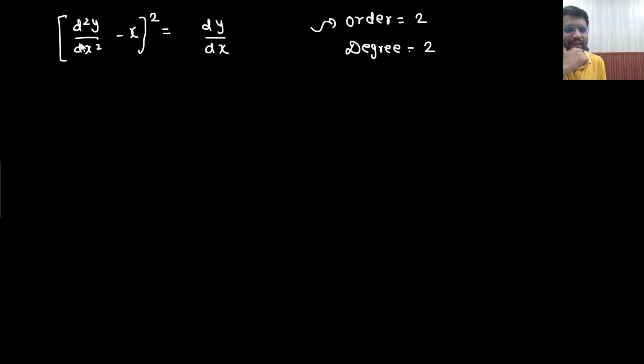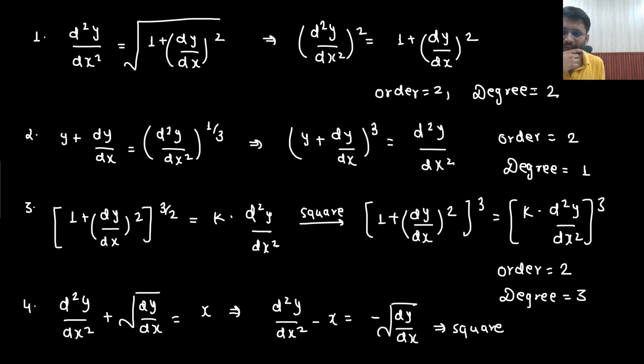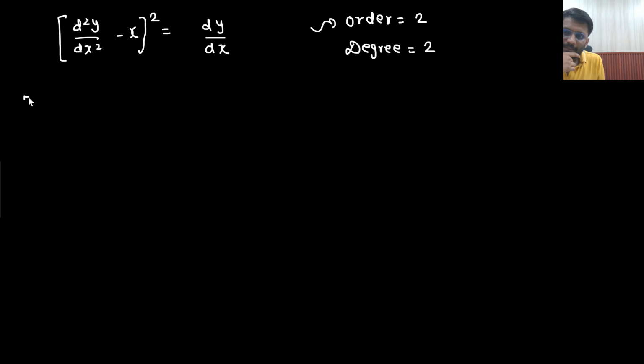When you open it up, it will become a square plus b square minus 2ab. So d2y by dx2 square plus x square plus 2x d2y by dx2. So what is the maximum power of d2y by dx2? That will be 2. So degree will be 2. Okay. Fifth example.